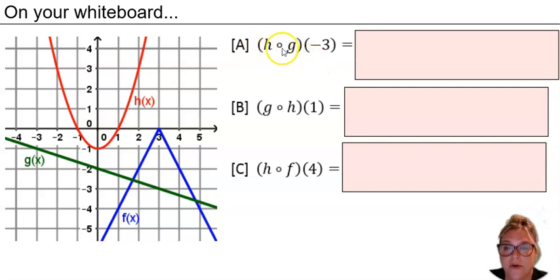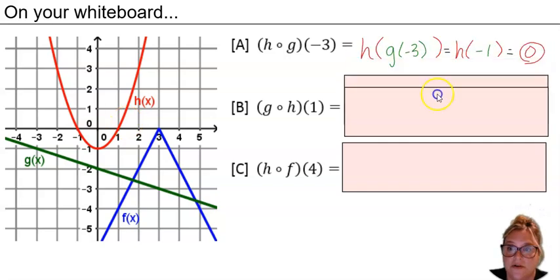So h composed with g of negative 3. So we're going to come over to the x-axis. There's negative 3. We're looking for the graph of g, and there's our graph of g. We slide across, and the y is negative 1. And we're going to use that negative 1 to evaluate h of negative 1. So we go to negative 1. There we're on h, which is a y value of 0. So this answer is 0.